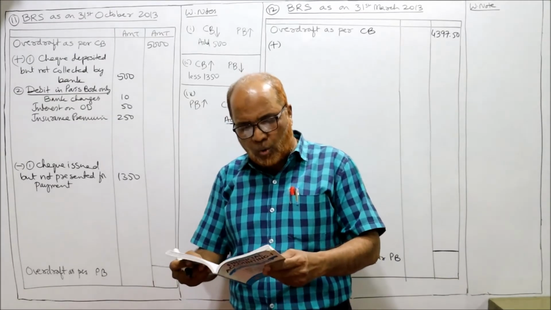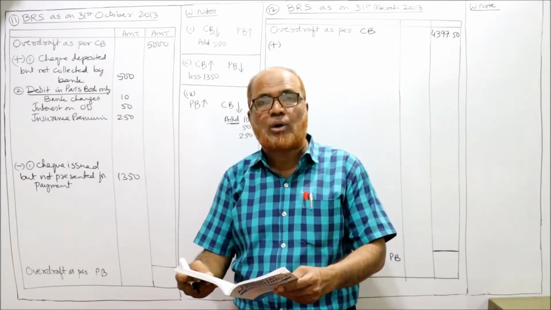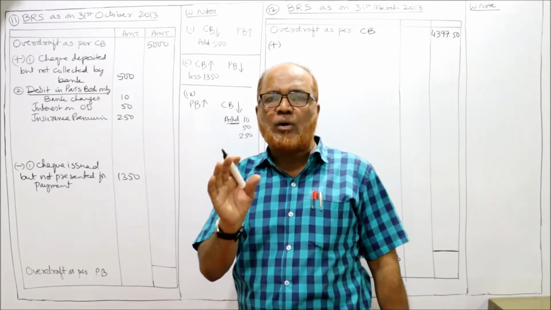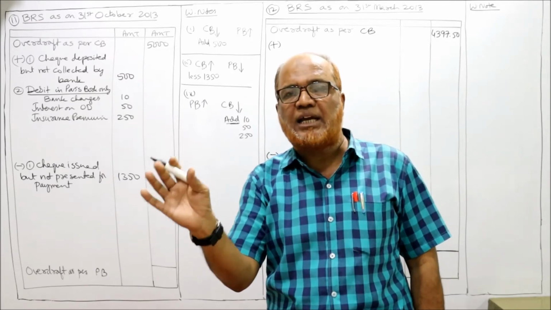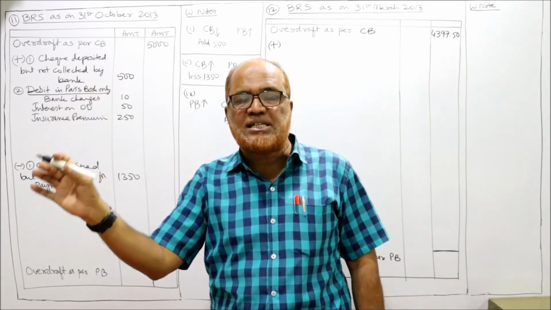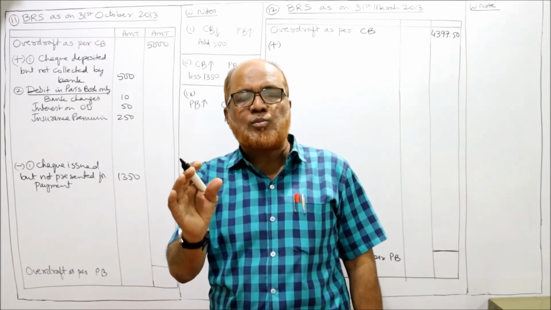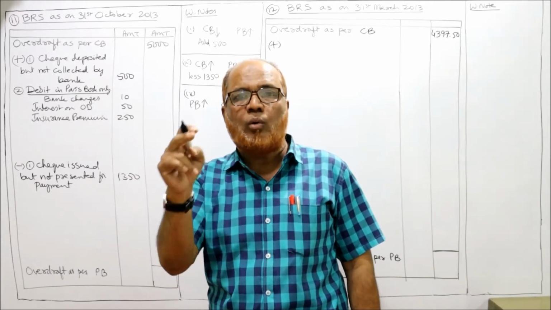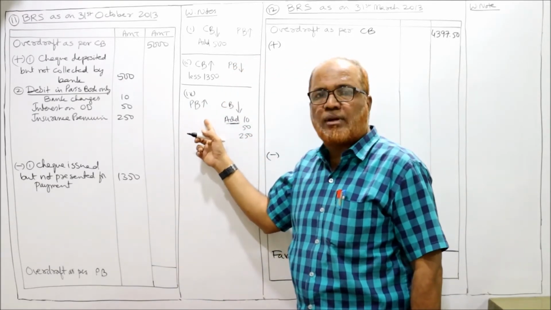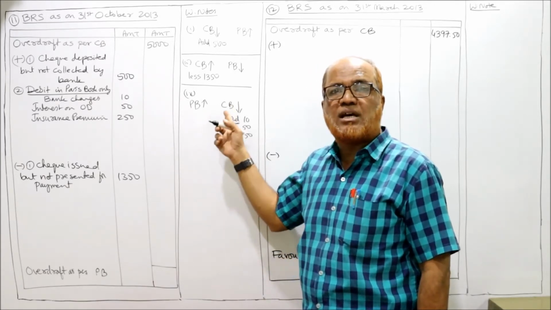Next, the passbook is credited with 2,000 rupees directly deposited by a customer of the merchant. We have found 2,000 rupees credit in the passbook. A customer has directly deposited in the bank. So when the passbook is credited, the overdraft will come down. This is exactly opposite to the previous one. Here the passbook was debited, so the passbook overdraft has increased.